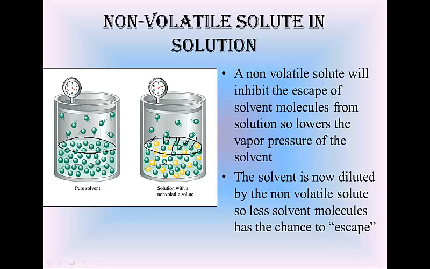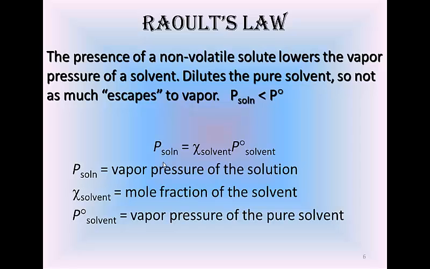So again, the yellow balls, those are your non-volatile solute. They're inhibiting, they're preventing as many solvent particles from escaping into the gas phase. They are in the way. All right, Raoult's law. The presence of a non-volatile solute will lower the vapor pressure of a solvent by pure dilution reasons. So the pressure of your solution will always be less than the pressure of the pure solvent.